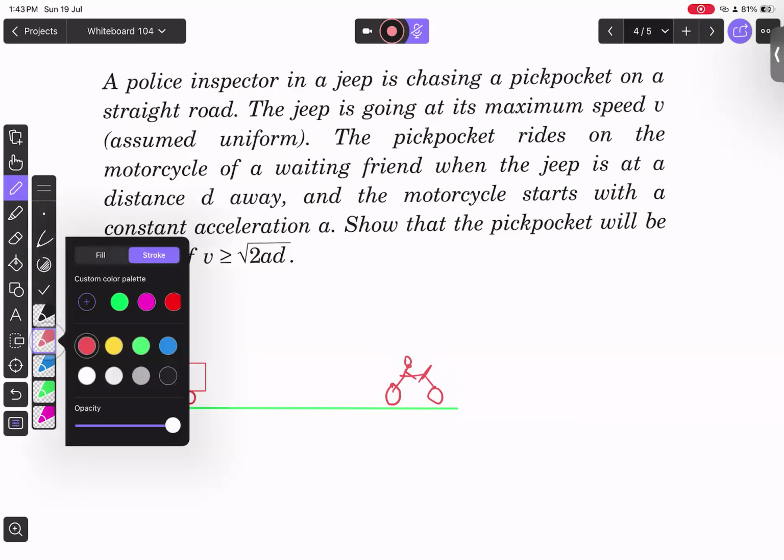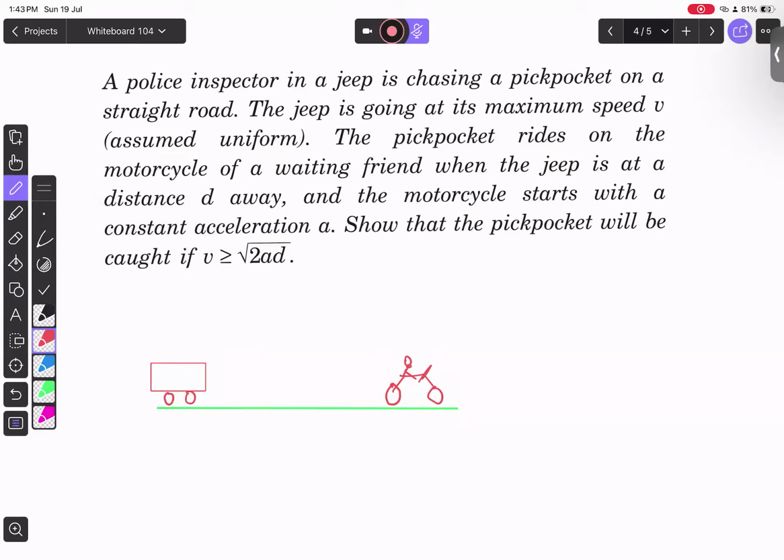So what is given is this is our police jeep. I'll call it A. And this one I call it B. So at t equals 0, the separation between them is D. And what happens after that?